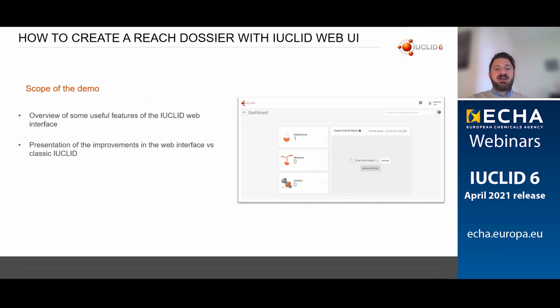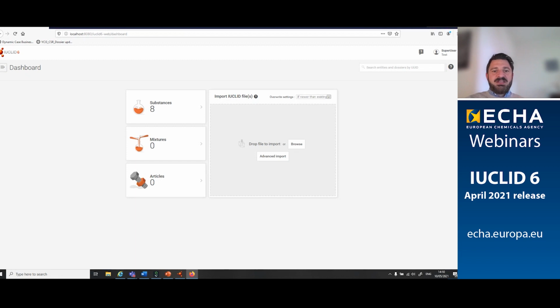As anticipated, I will now proceed with a brief practical presentation of some of the features introduced in the web user interface in order to improve, in terms of speed and quality, the tasks of registrants in creating and submitting REACH registration dossiers. This page that is displayed after logging in is the dashboard. From here, you can navigate and access your inventory of substances, mixtures, and articles.